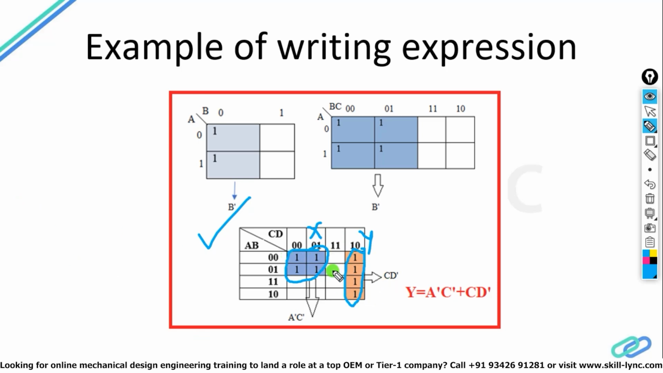Now what is the value for the X group first? Row-wise, 2 rows are there. The first row corresponds to 0, 0. The second row corresponds to 0, 1. And the variables are A and B. Otherwise also, this is 0, 0, this is 0, 1, this is 0, 0, this is 0, 1. So the common term is 0, so it will be A bar.